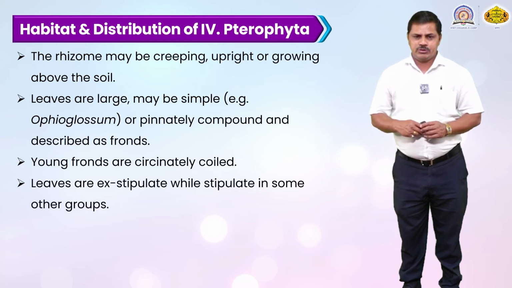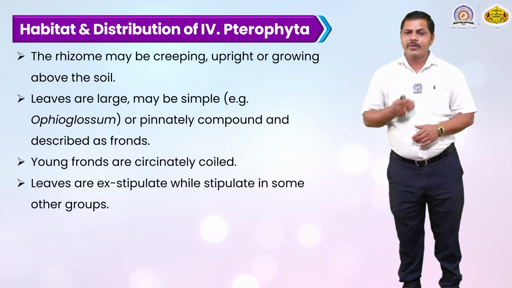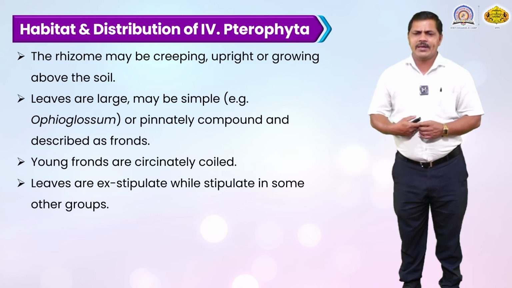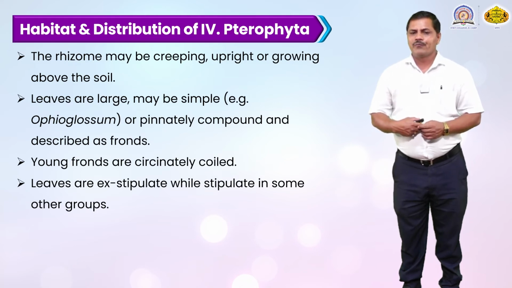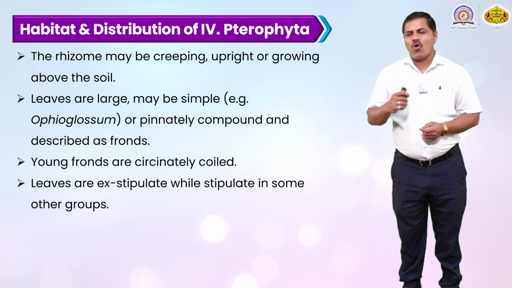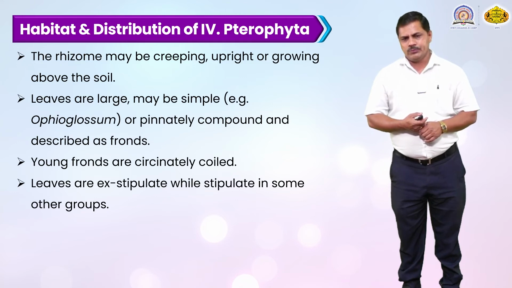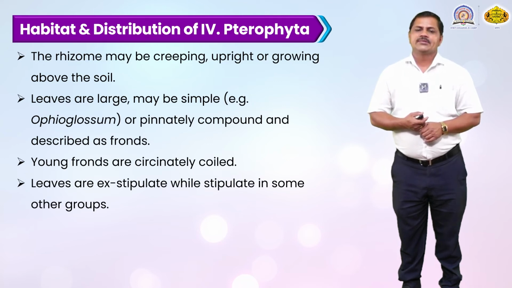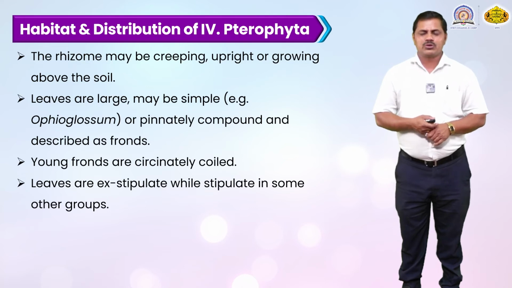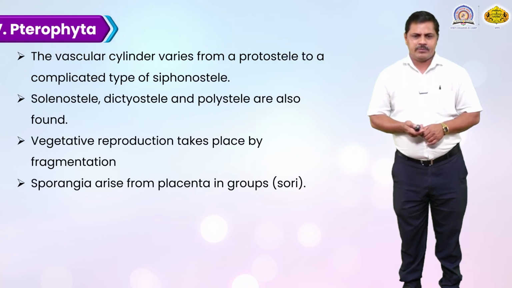Leaves are very large, may be simple, as in Ophioglossum, or pinnately compound, meaning small leaflets develop on them, and they are described as fronds. They are very beautiful in structure. Young fronds are circinately coiled, rounded in structure. Leaves are exstipulate, while stipulate in some groups. Means at the basal portion there is an absence of stipule-like structure, hence called exstipulate.